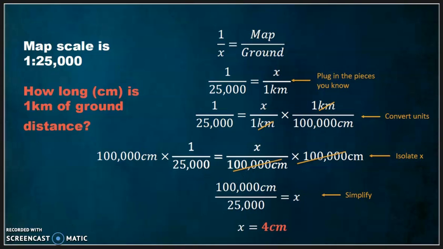We want to isolate x in this scenario. Once we do that, we get 100,000 centimeters over 25,000. Then we're going to simplify that by dividing it. 100,000 divided by 25,000 is 4. So we now know that 4 centimeters on the map is going to equal 1 kilometer on the ground.